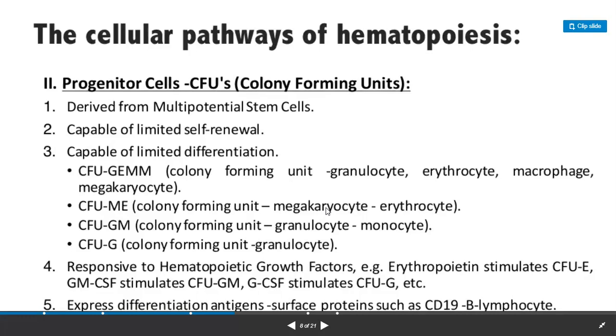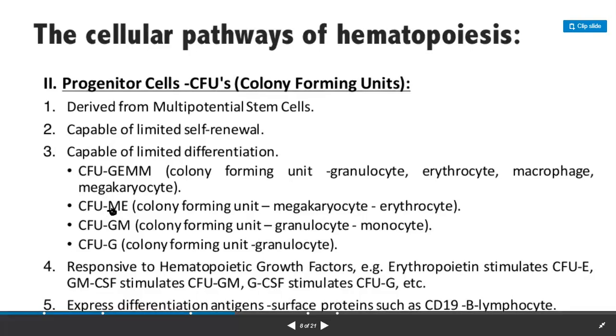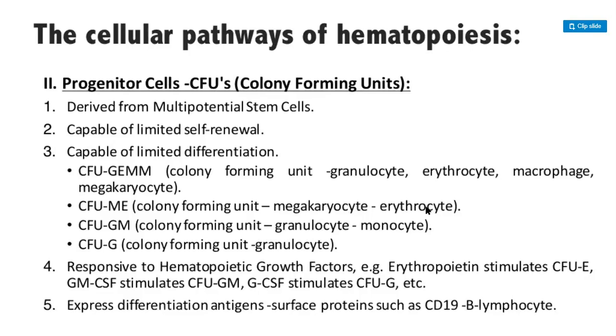So it means that if anything happens to these progenitor cells, CFU-ME, it will not affect granulocytes in the blood. You will still have normal granulocytes, but you might have decreased or increased platelets and erythrocytes. So there are some diseases of blood cells that you will find in the question they will give to you.